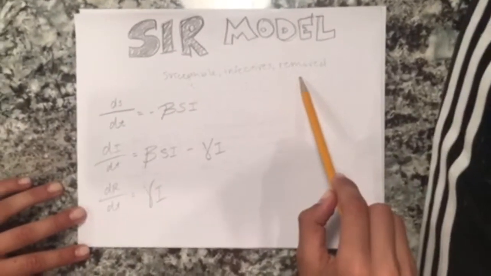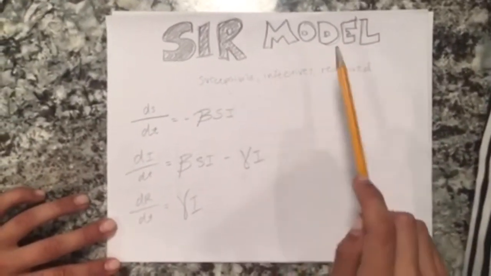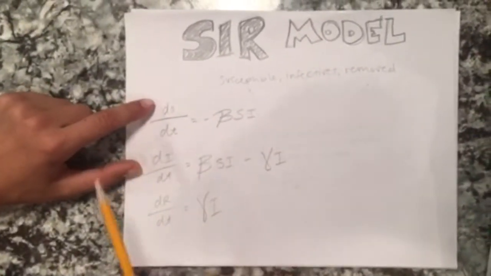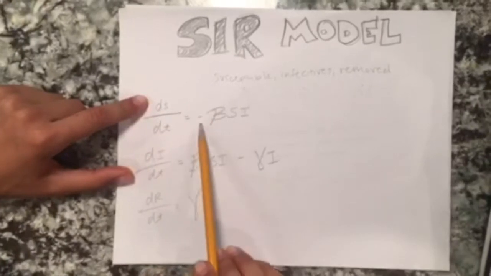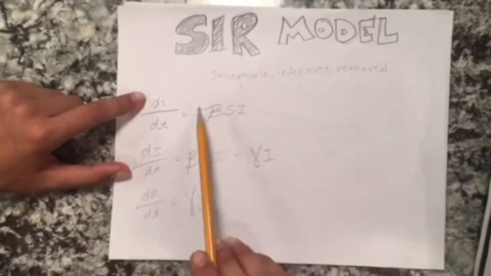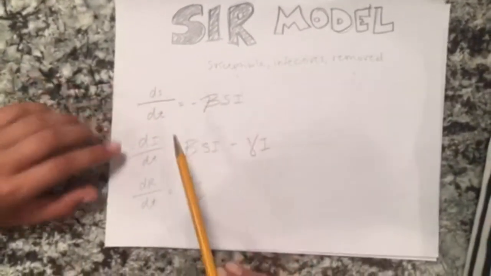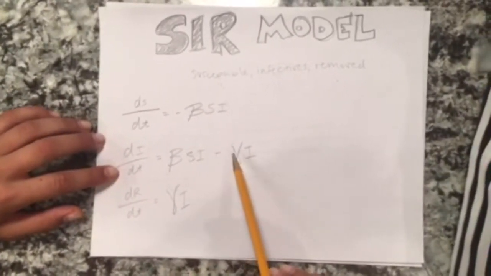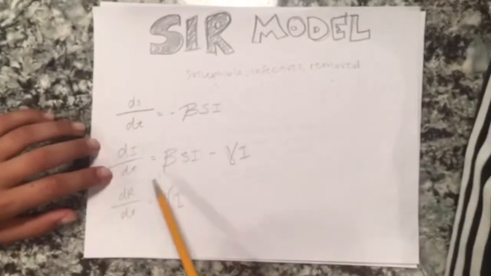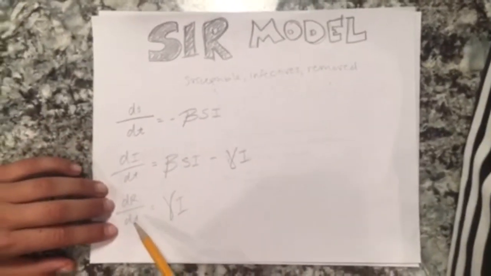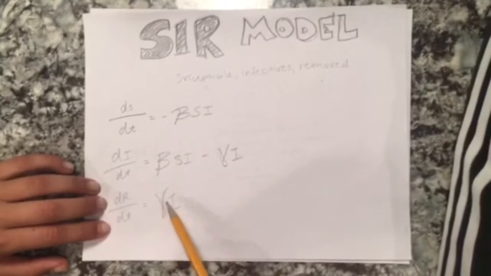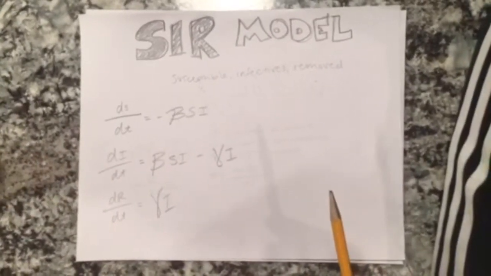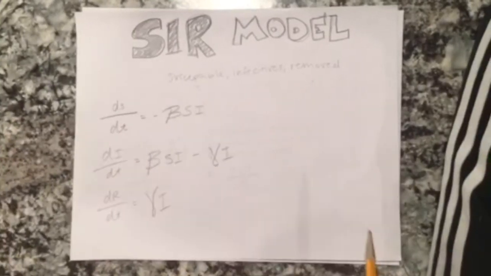or they have died. This model is composed of three differential equations, which can be represented as the rate of change of susceptibles with respect to time, which is negative beta times S times I, the rate of change of infectives with respect to time, which is beta times S times I minus gamma times I, and the rate of change of removed individuals with respect to time, which can be represented as gamma times I.